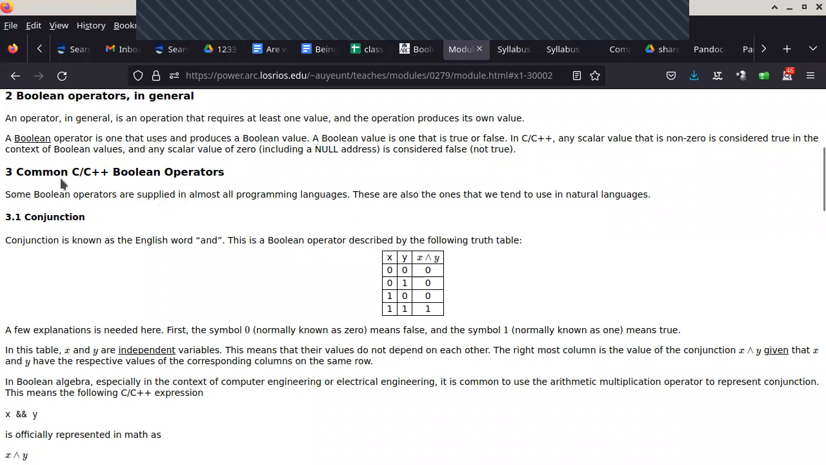So we'll go ahead and start with section 3, which talks about the common things that you should know already. And those are the Boolean operators in C and C++. So we'll start with AND, which is known as conjunction. So conjunction is just the fancy word to say AND, or ampersand in C, C++, Java, JavaScript, and so on. The truth table of AND or conjunction is like this. So does everybody know how to read a truth table, or should I go over that?